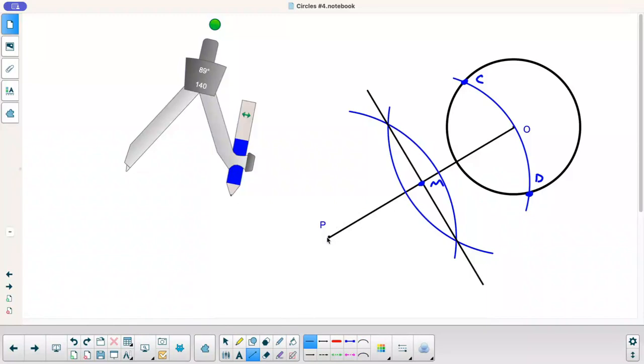And then I'm going to connect point P to C. There's one tangent line and there's a second tangent line there as well.